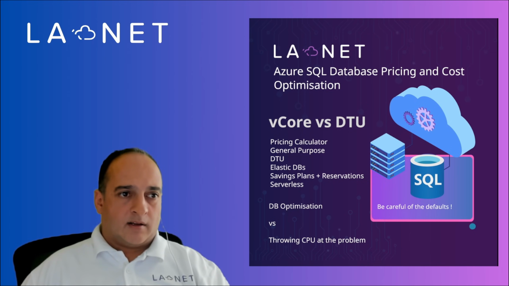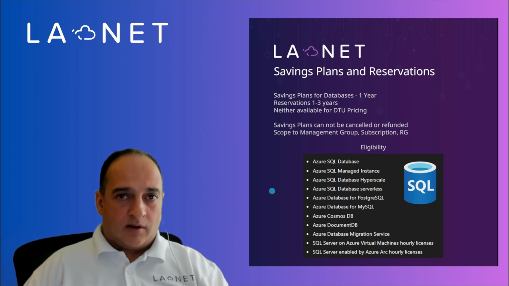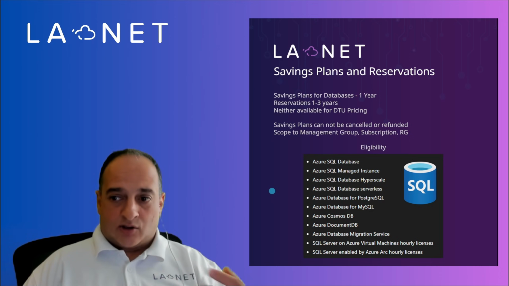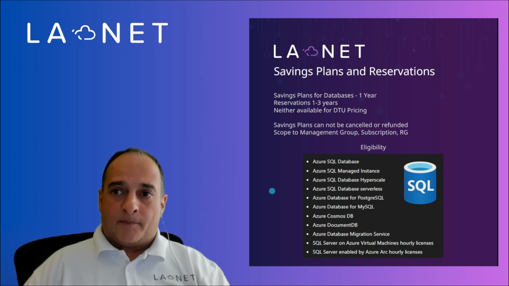And then let's look at savings plans and reservations as well. Let me just flip over to this. So some points about savings plans. You've got savings plans and reservations for compute, but now you've also got them for databases as well. What's eligible? You can see these. So it's also eligible for things like Cosmos DB now as well, and Postgres.